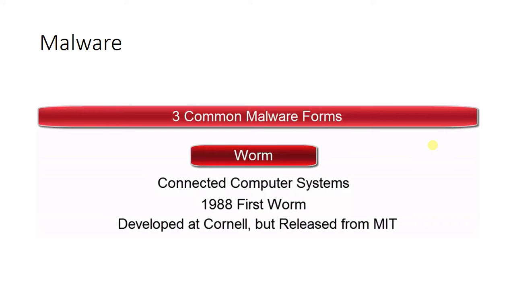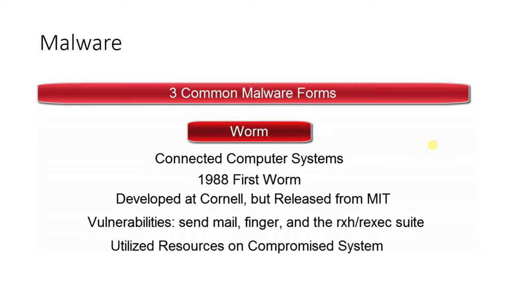The first recognized worm was released on the internet in 1988. It was named after its author, a graduate student at Cornell University. It's a good example of how clever and creative an attacker can be. Remember, this was the first worm, so what are some of the novel ideas that its creator used? While it was developed at Cornell University, it was released from MIT. This was used to disguise the worm's point of origin.